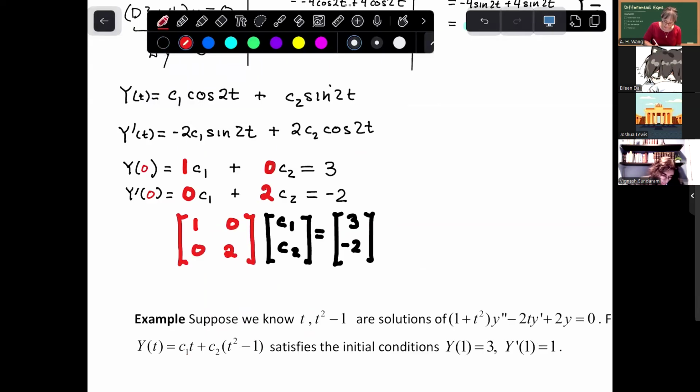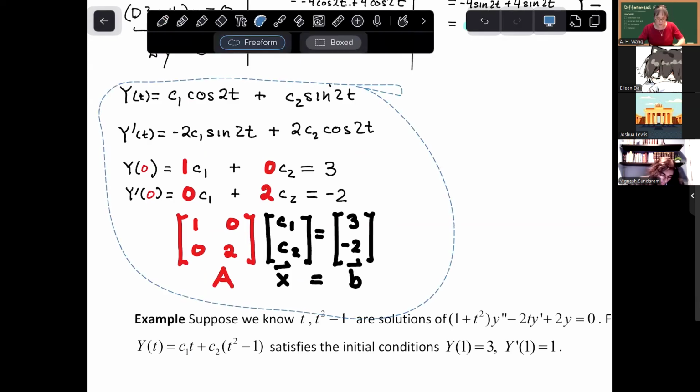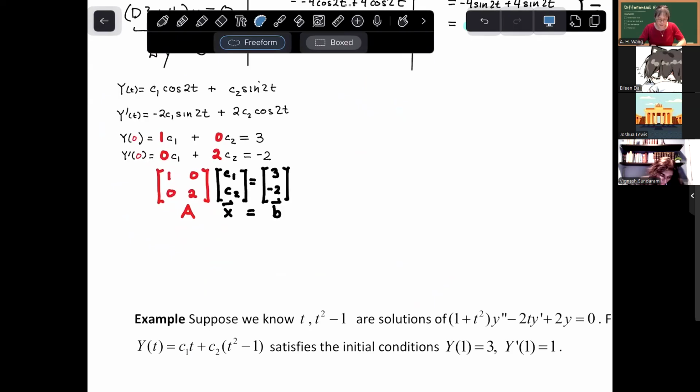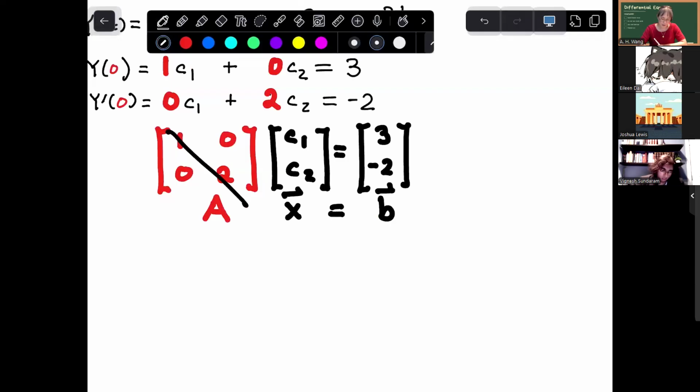So does everybody see this is matrix A, this is vector X, and this is vector B. Okay, so this is AX equal B. And then what you want to say to yourself is, tell me what is the determinant of A. What is the determinant of A? 2. This times this, subtract the 0, that's 2. And as long as it's not 0, A inverse exists.